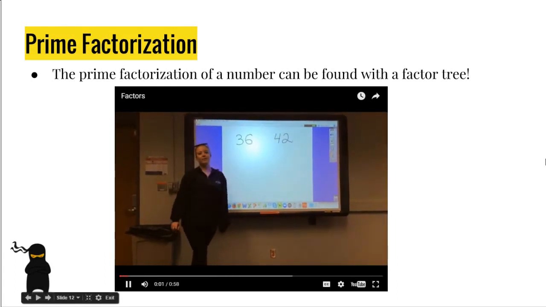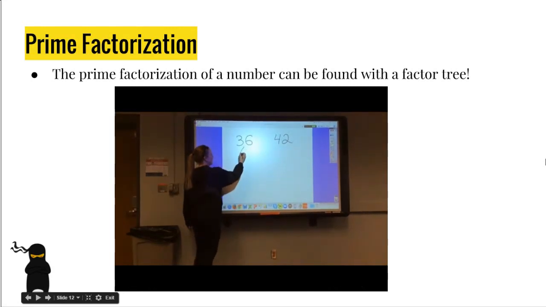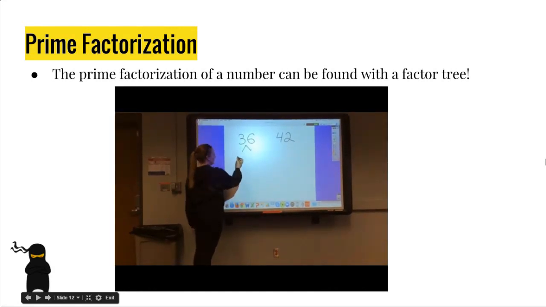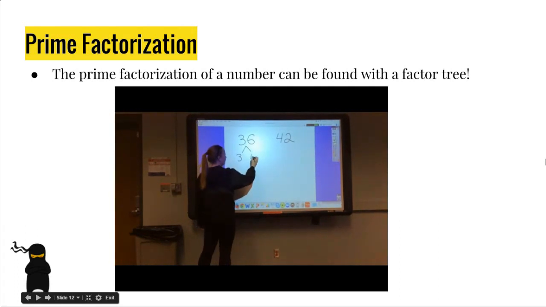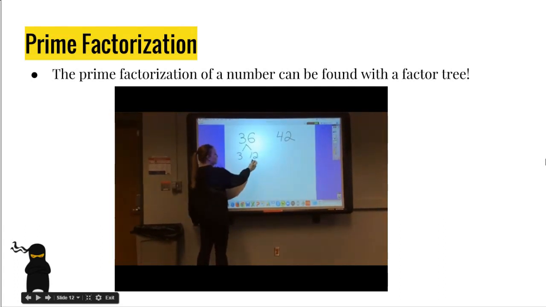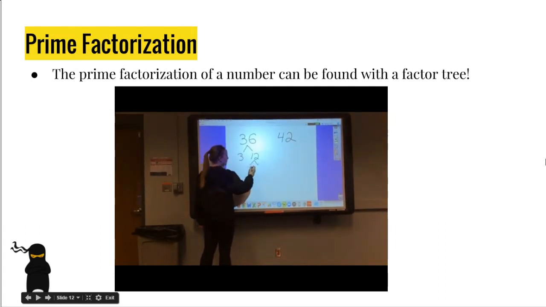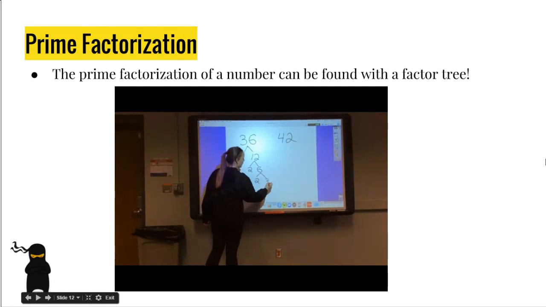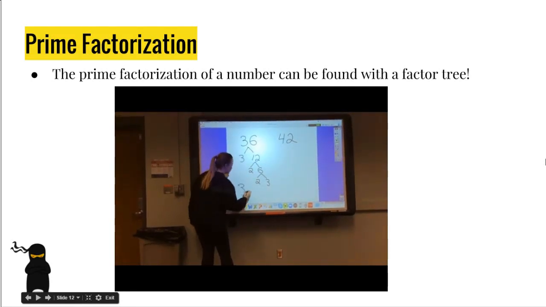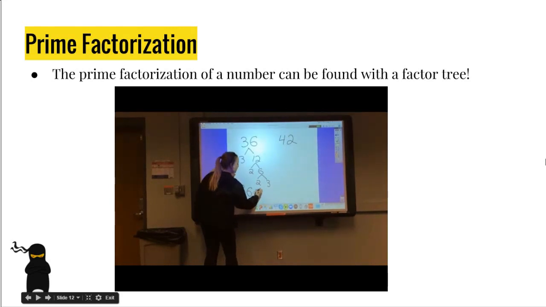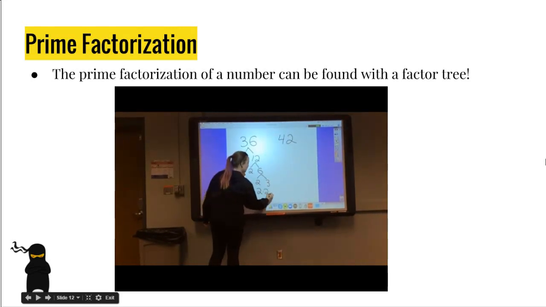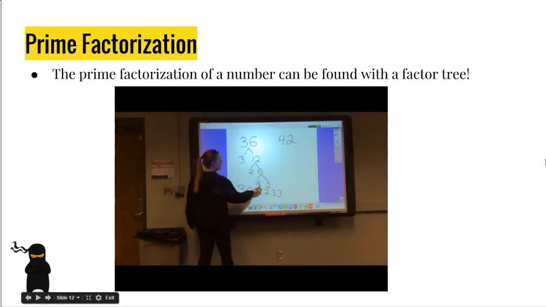I'm going to do an example of a factor tree. Let's start with 36. I know 36 is divisible by 3 and 12. 3 is a prime number, so I know 12 is divisible by 2 and 6, and 2 is a prime number, so 6 is divisible by 2 and 3. So I know the prime factorization of 36 is 2 times 2 times 3 times 3, because those were all the prime numbers that I found.